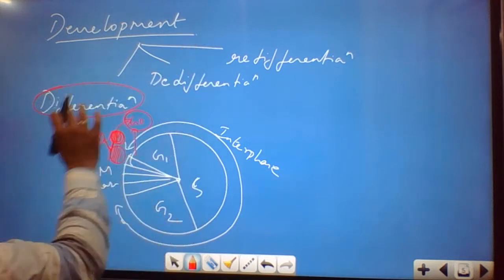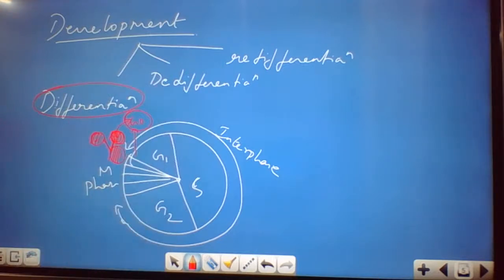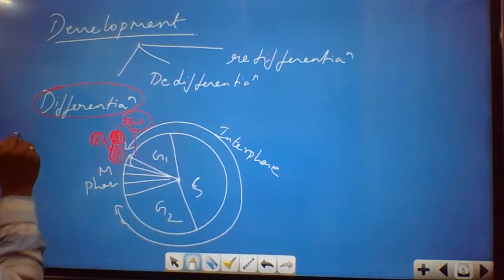So for that, we need to make out the difference. What is differentiation and de-differentiation? Differentiation is the process that usually occurs in normal cells. First I'll explain differentiation.